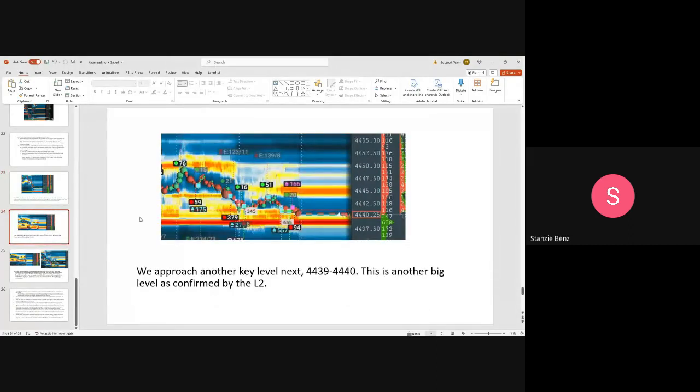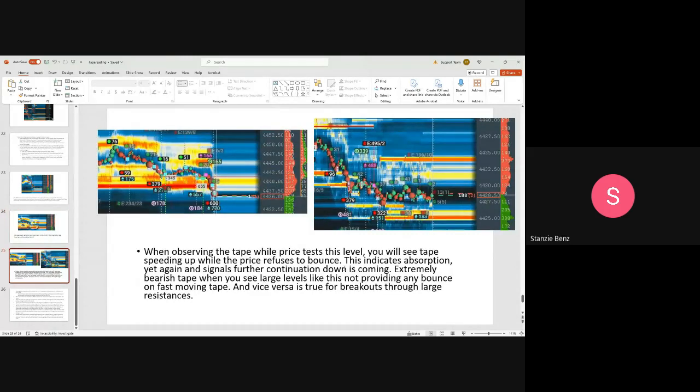Okay, yeah, we just talked about this. We saw the 4440 level also get completely smashed. We saw volume pick up as the level was tested, while momentum is on the seller's side. And then, yep, this is just a summary of what we just saw.